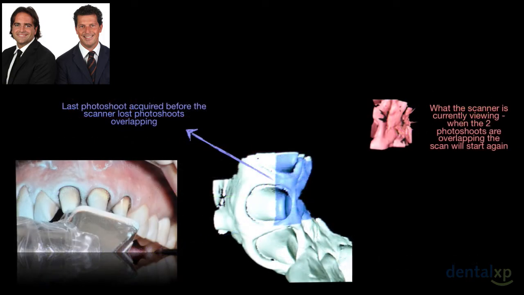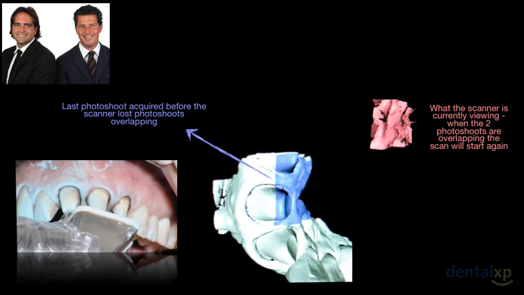Sometimes on our computer screen we can also have this kind of situation, where in the top right we have, instead of a green area, a red area. This is the system telling you that you lost the signal, that the photoshoots are not overlapping together in a good way, and basically your scan has stopped. And until the picture on the right is red, it means that the scanner is currently viewing that kind of picture, but the two photoshoots are not overlapping.